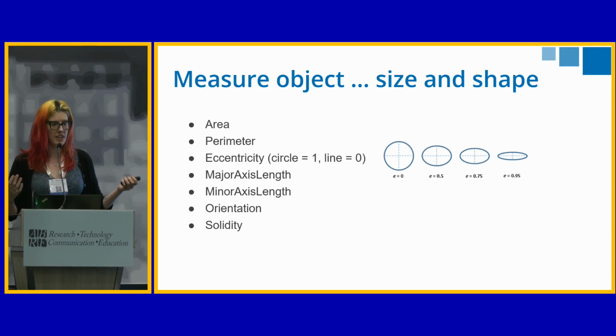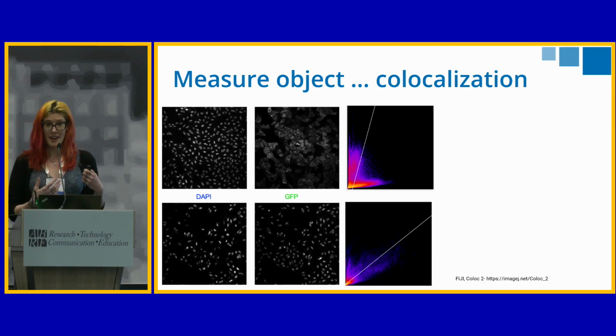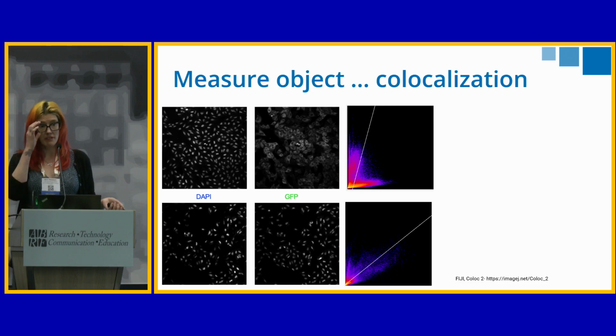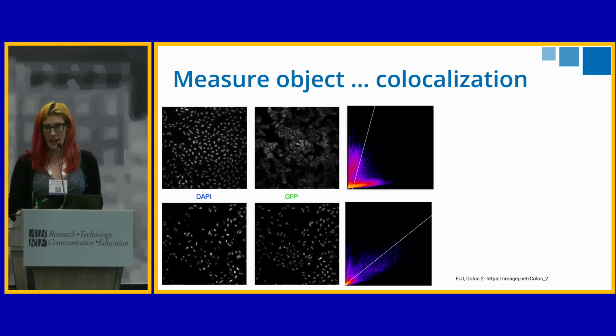We can measure object size and shape. You can look at area and perimeter and eccentricity and axis length and solidity and all sorts of mathematical descriptors of size and shape. We can look at object co-localization, right? So if we have more than one stain, more than one channel that we're imaging, we can ask how well do the intensities in one channel correlate with intensities in another channel, within our objects.